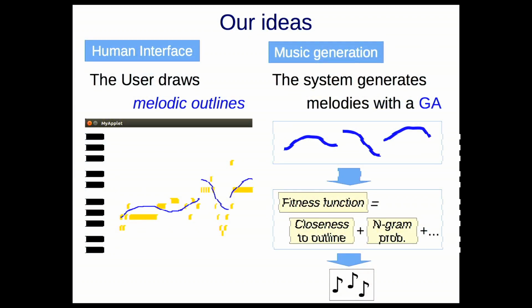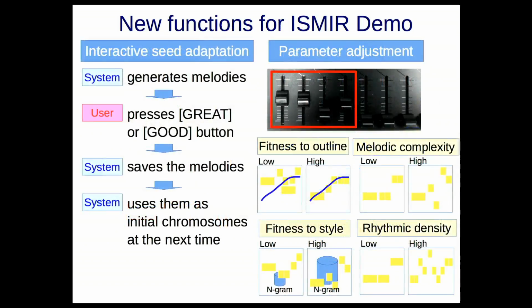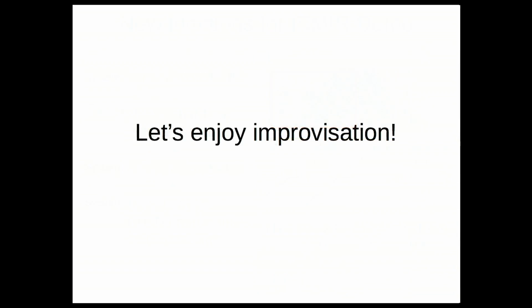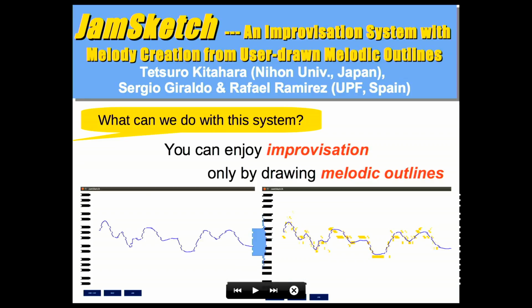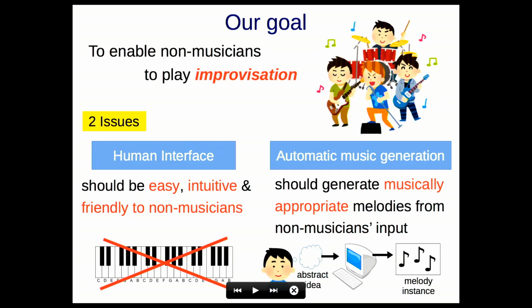Good morning, everyone. Here we'd like to introduce JamSketch, a system that enables you to play improvisation only by drawing a melodic outline. That is a curve that represents the overall shape of the melody, like this blue line. Our goal is to enable non-musicians to play improvisation.